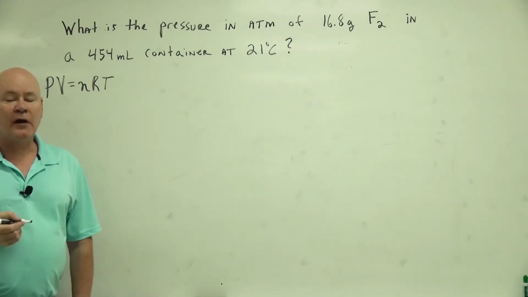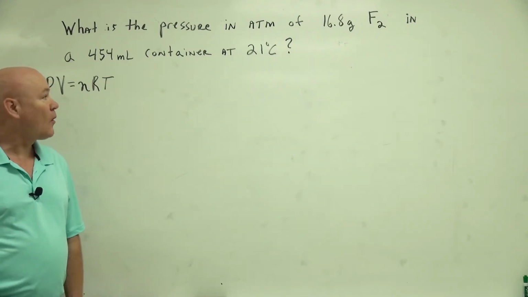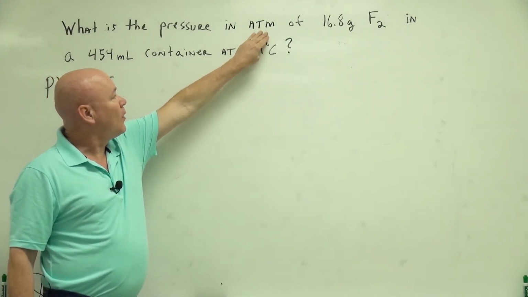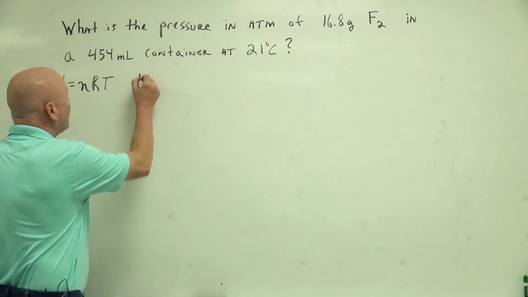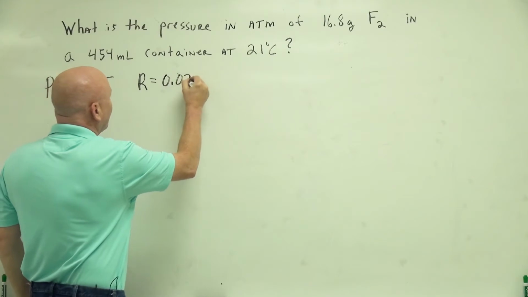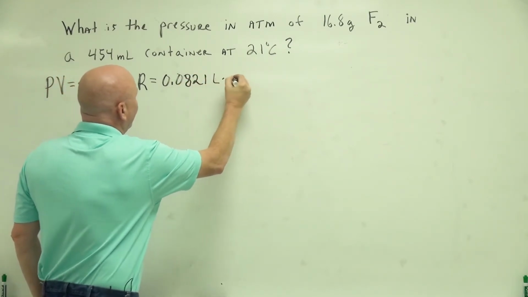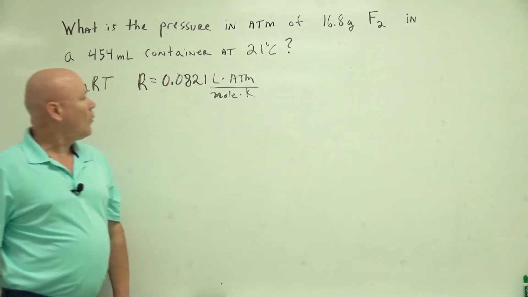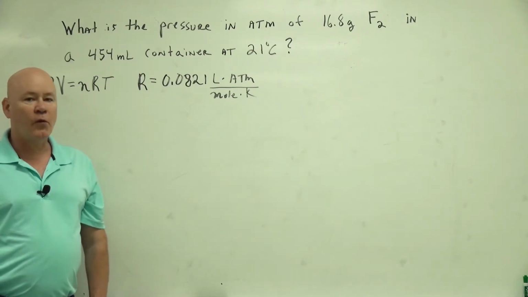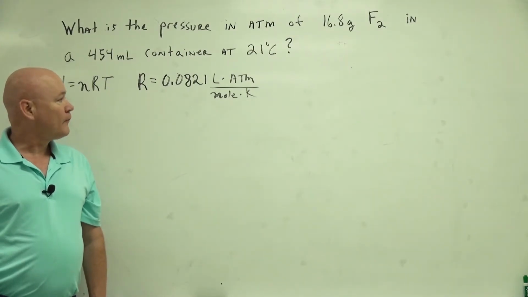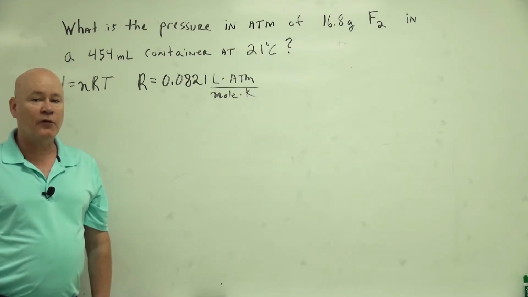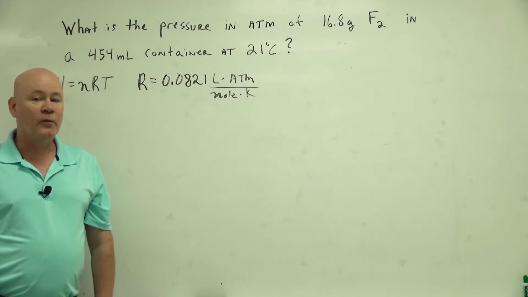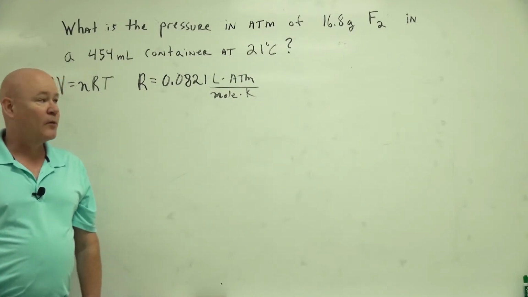The first thing that we're going to have to do is pick our R. We pick our R based on the pressure units, and I see atm, or atmosphere, up here, so my R is going to be 0.0821 liters atmospheres per mole Kelvin. Now our R tells us what units we have to use in our calculation, so I'm going to use my R and the units to make sure that everything is in the right form.